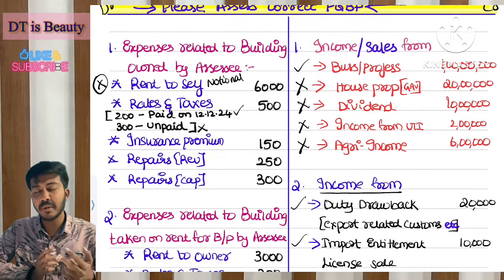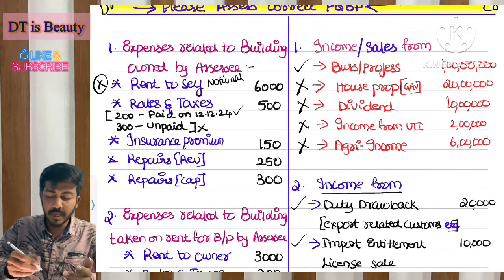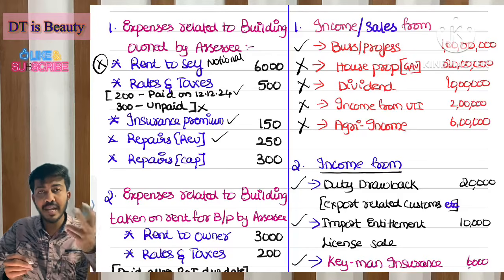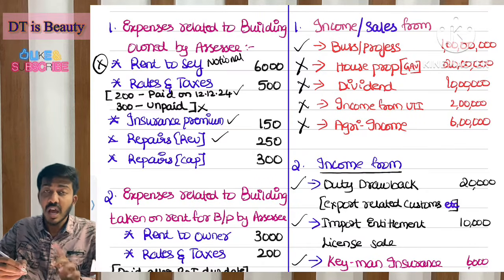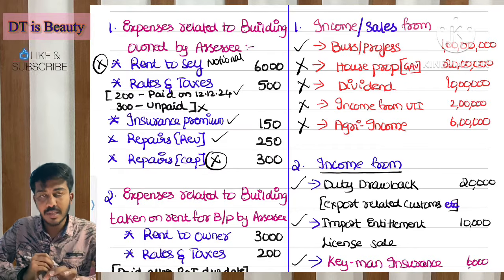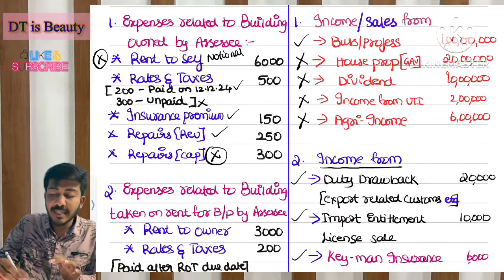Come to the insurance premium paid. Can you take deduction of insurance premium? Yes, 100% you can take. Repairs revenue? Yes, 100% you can take as per section 30. Just now we have seen. However, repairs capital in nature you should never take as deduction. Simple. This is the building owned by the assessee.